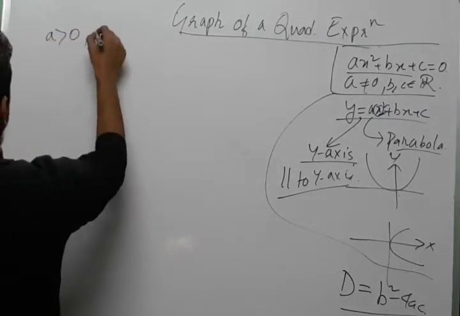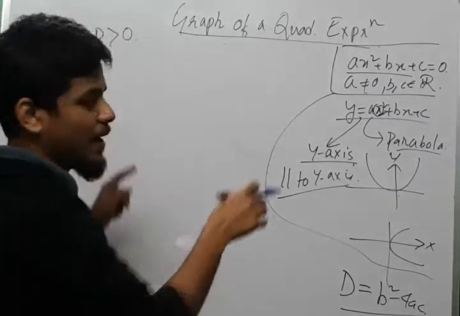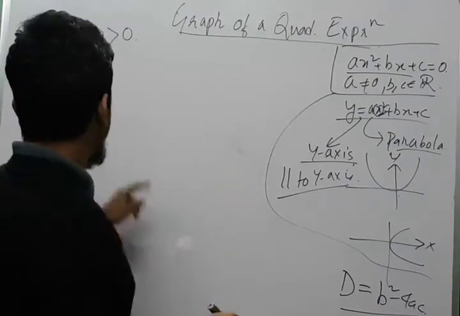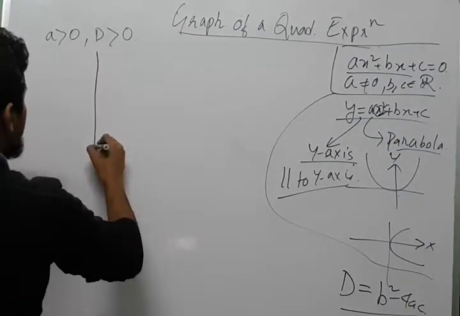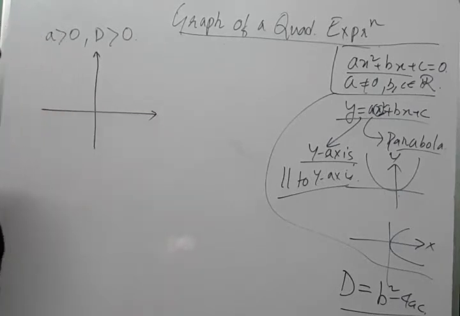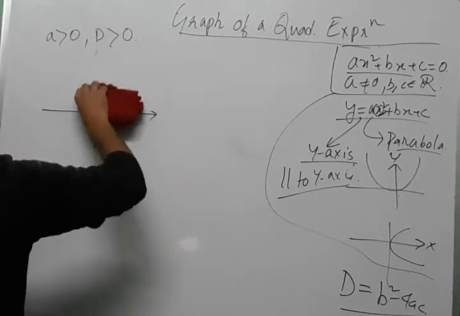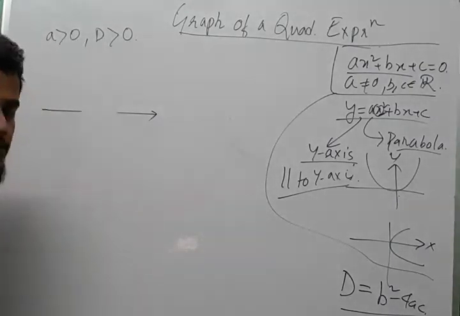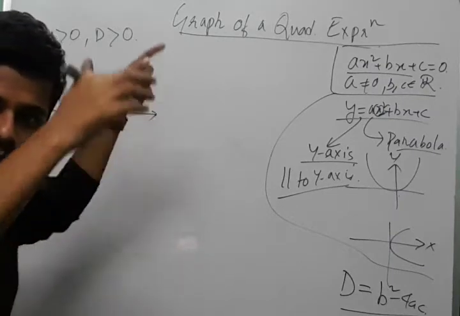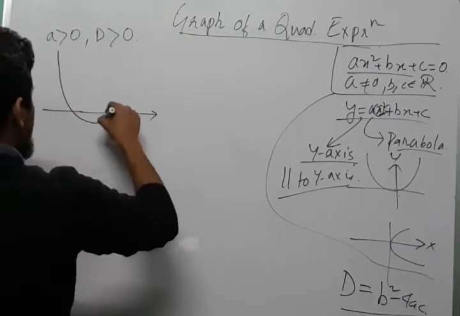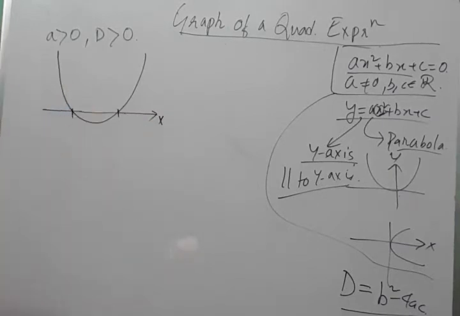Suppose now a is greater than 0 and D is greater than 0. If a is greater than 0, the parabola opens upwards, and if D is greater than 0, it intersects the x-axis twice. So the graph will look something like this. If this is the y-axis and this is the x-axis, we are not considering where the y-axis lies for certain, since the axis may be the y-axis or a line parallel to it. We just consider the x-axis line, and since a is greater than 0, the parabola opens upwards, giving a graph of this kind with two roots on the x-axis.